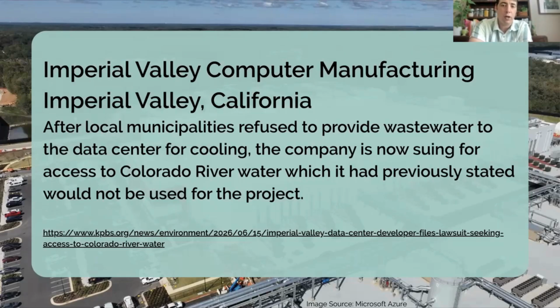We're not going to provide you water. And so they refused. So the company is now suing for access to Colorado River water because they still want to build out. And the Colorado River is locally used for agricultural irrigation. And so they want their water that they believe they're owed for owning the land that the data center would be on. It is really an interesting and complicated issue.